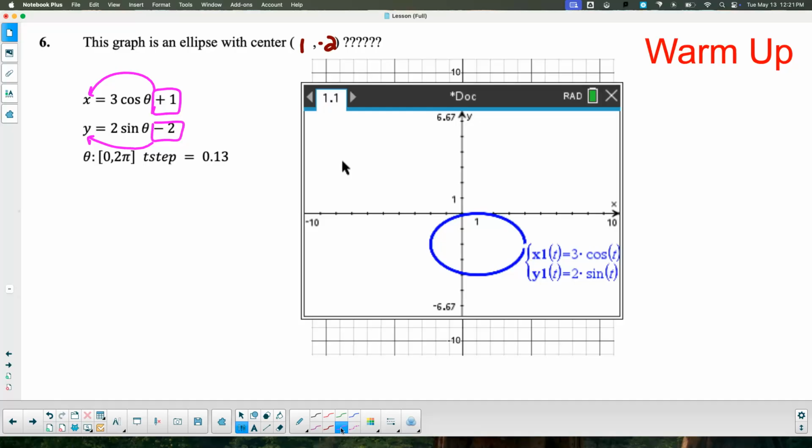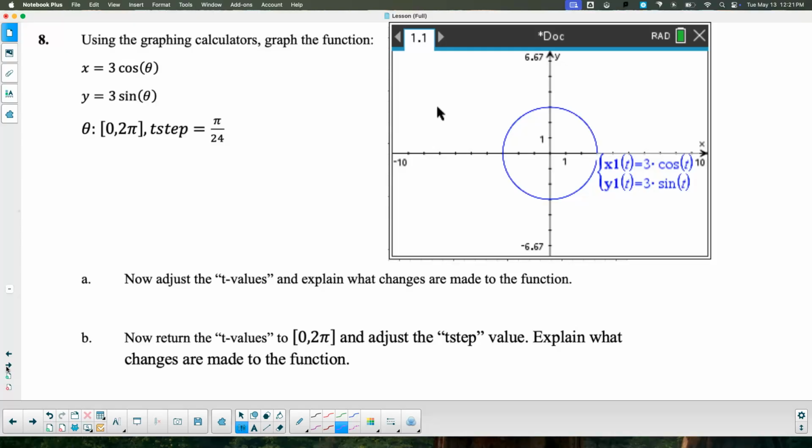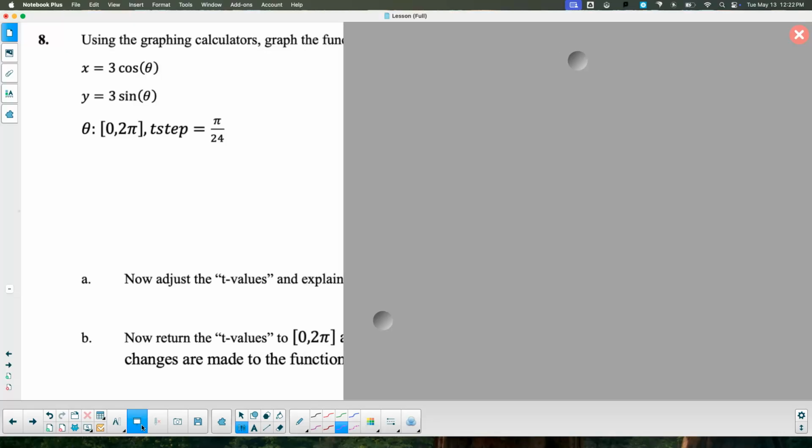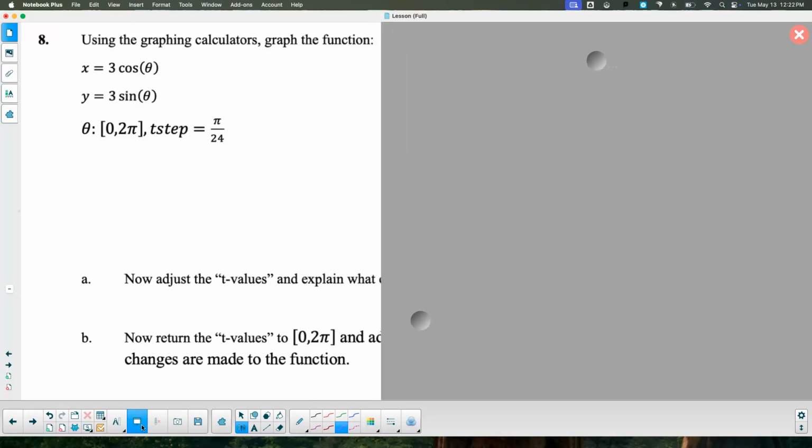Okay? So those two values shift our graph, which then shifts our centers of everything that we need. That's going to come into play today, because now what we're going to do is graph this one. Without graphing it yet, tell me what shape this is.